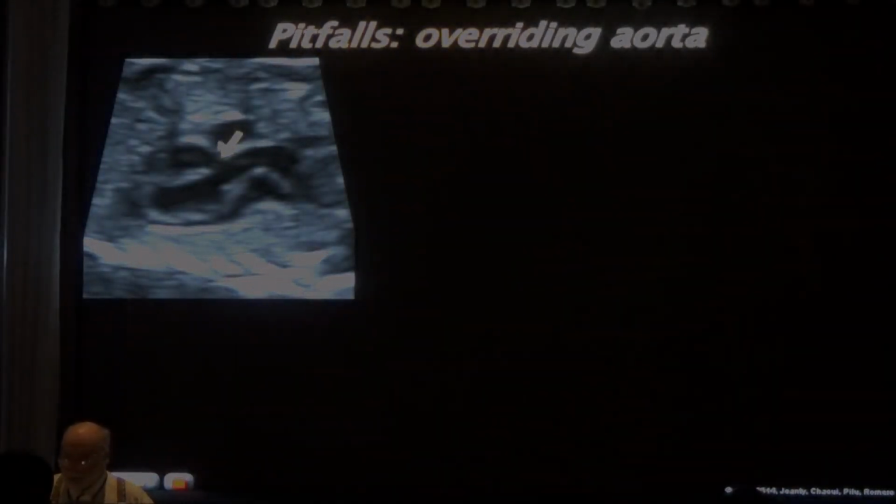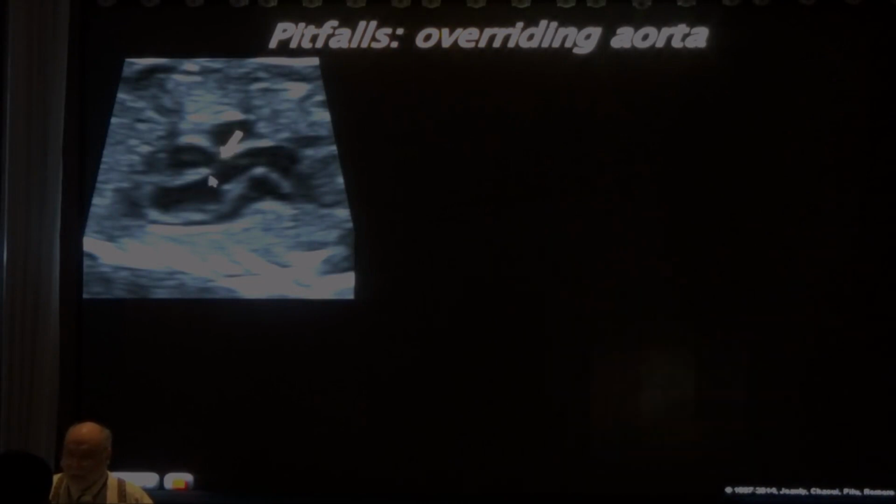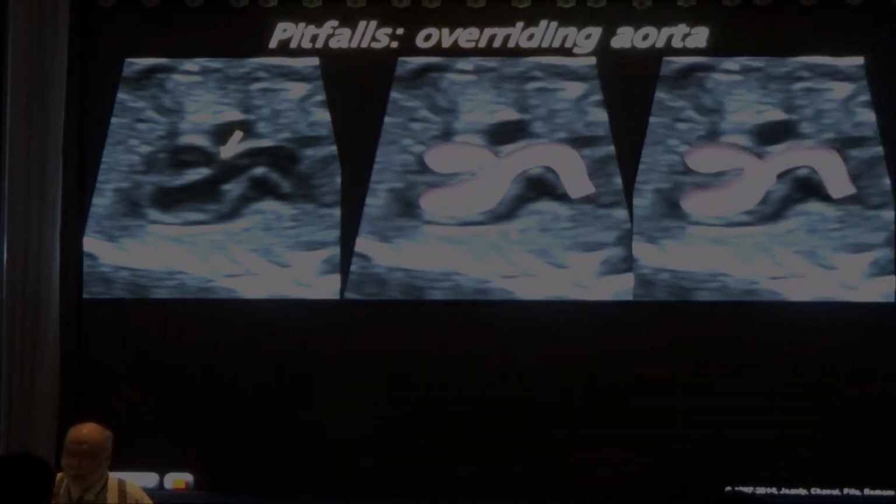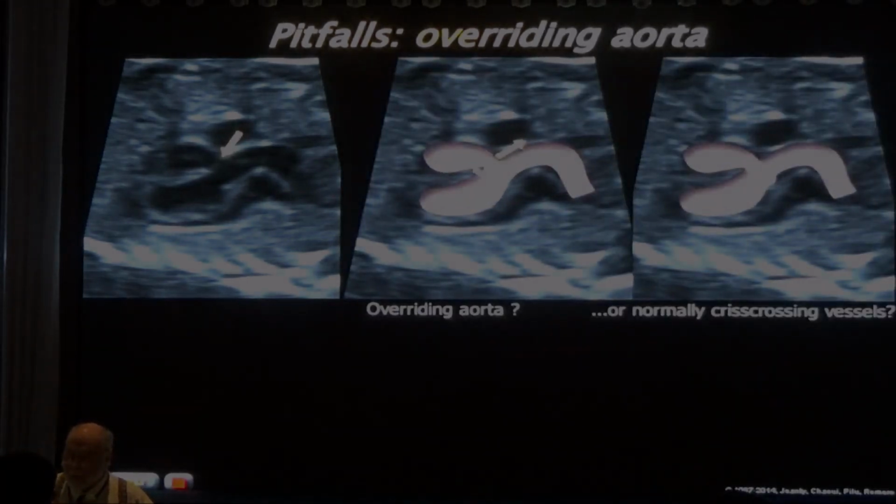Now, this is a dangerous image. Is this a ventricular defect? Is this a tetralogy of Fallot? Or is this a normal exam? Who says this is normal? Who says this is abnormal? Okay, not too many. So it could be one of two things. It could be that this is an overriding aorta, or it could be this is a crisscrossing of the pulmonary and the aorta. And how do you know one from the other?